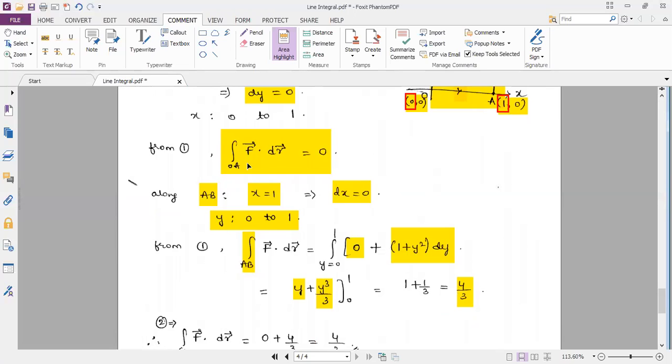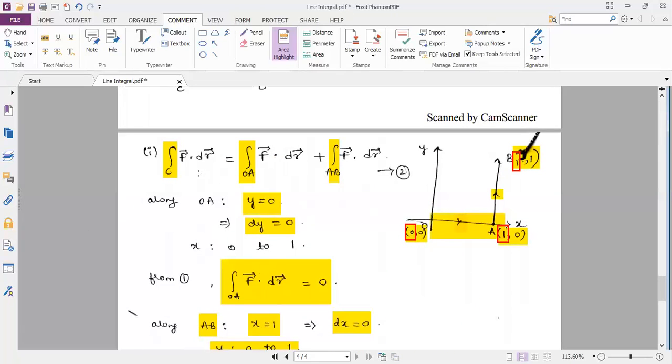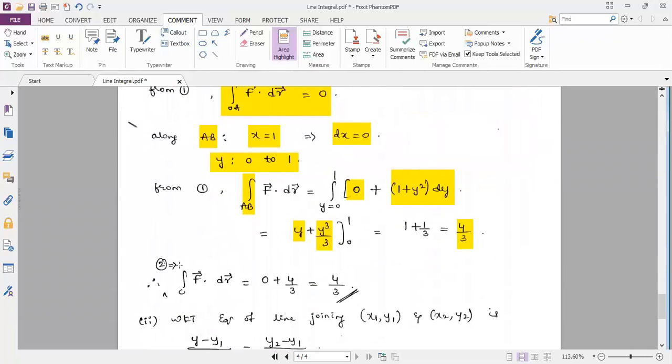Integral over OA of f dot dr is 0. Both these values we will substitute into equation 2, because equation 2 is over the given curve C, which is split into two integrals over OA and over AB. So substituting both the values in equation 2, the answer for the first case is the integral over C of f dot dr equal to 0 plus 4 by 3, which is 4 by 3.